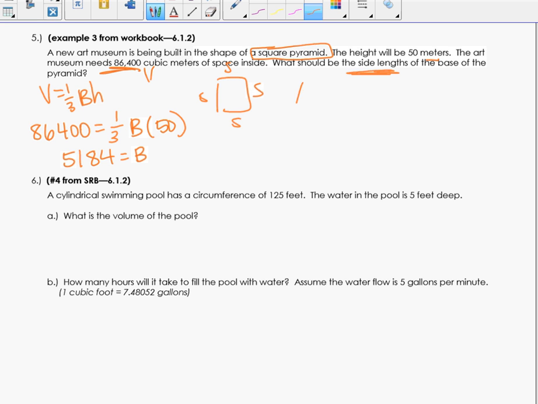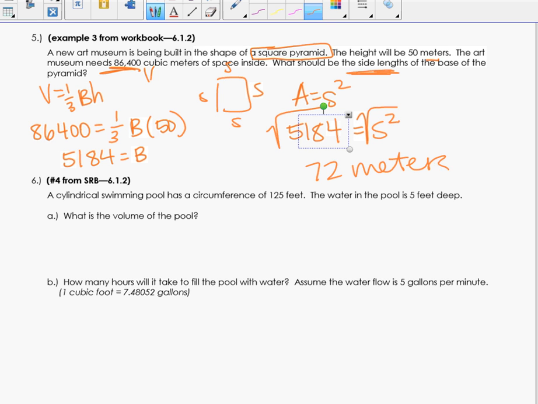So the area of a square is essentially length times width, but it's the same thing, so side squared, right? So we know that it should be 5,184 for our area. Well, that needs to equal side squared, so you just take the square root of it. And that's because it's a square. We're taking the square root because we need two sides that are the same, and when you do that, you get 72. So one side is 72 meters.